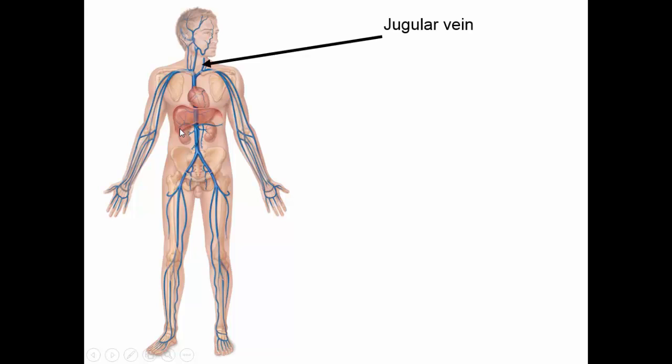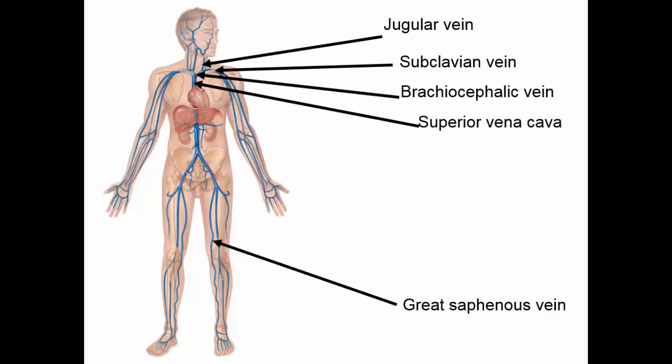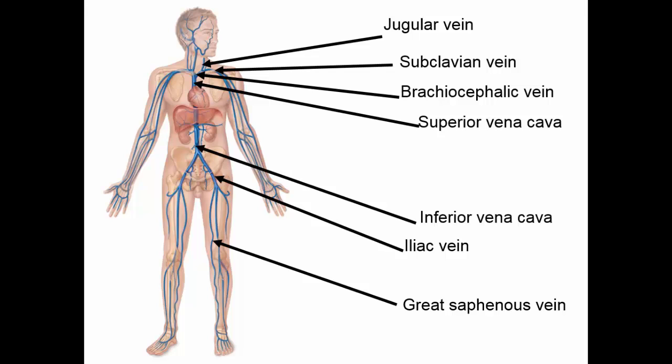Looking at a few of the veins, we have the jugular veins coming back from the head and neck, and the subclavian veins coming back from the arms. They merge to form the brachiocephalic vein, which merges to make the superior vena cava. The great saphenous vein, one of the superficial veins in the leg, eventually joins the iliac vein. The iliac veins merge to make the inferior vena cava.